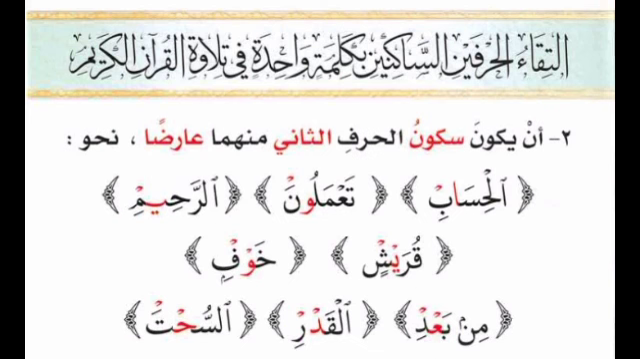The second condition is when you have two letters meeting, both of them sakin, but the sukun of the second letter is not an original sukun. It is a borrowed sukun. For example, if you look at the first example here, al-hisab. The ba originally has a kasra under it, but because you are going to stop on the ba, you brought a sukun on top. So the sukun there is a borrowed sukun, and because of that, it allows for two sakins to meet.